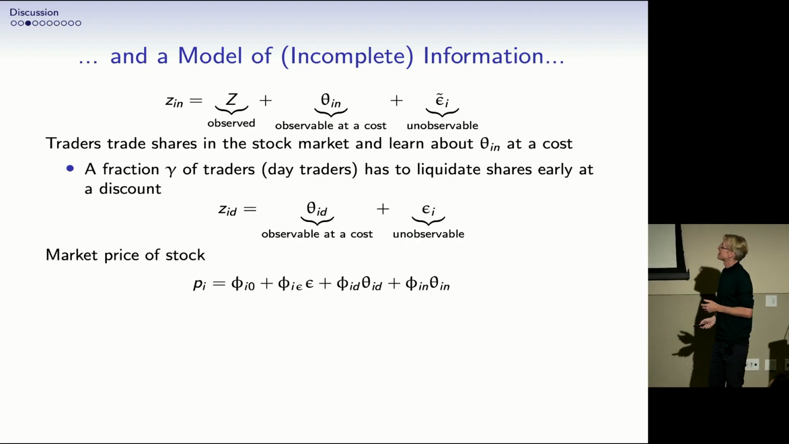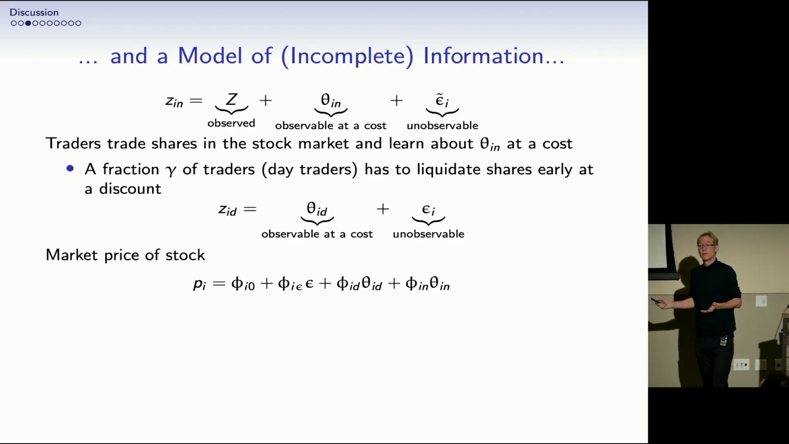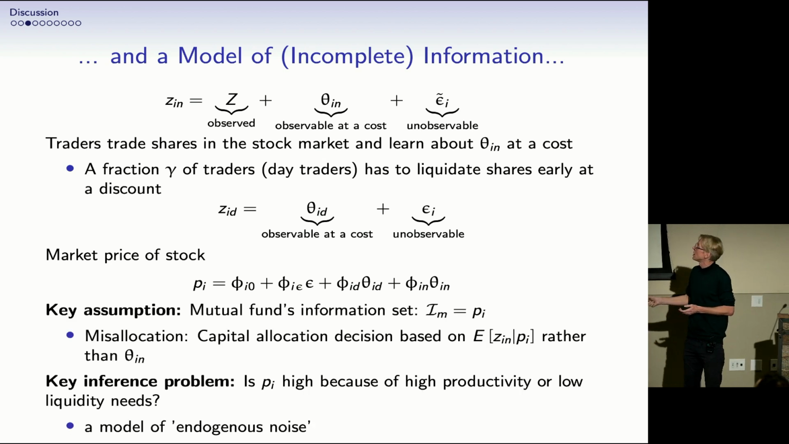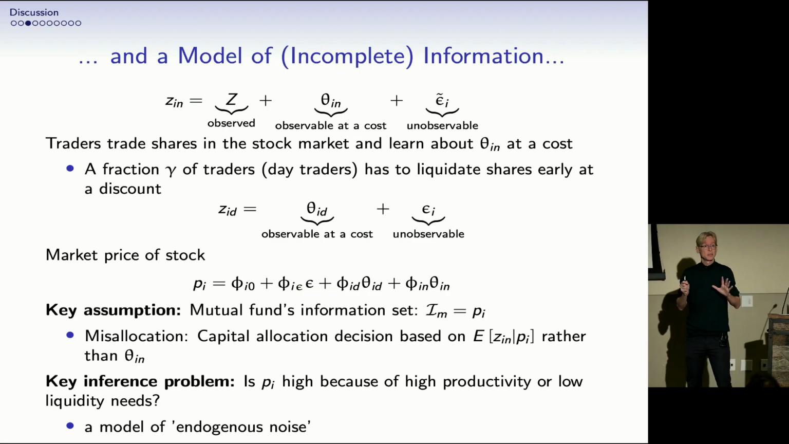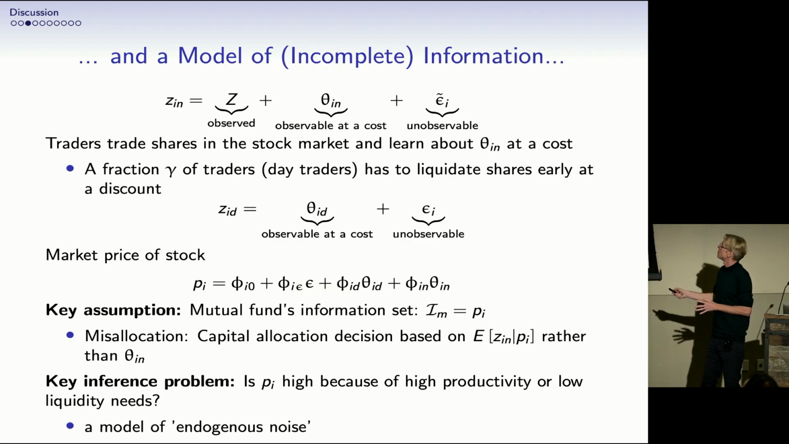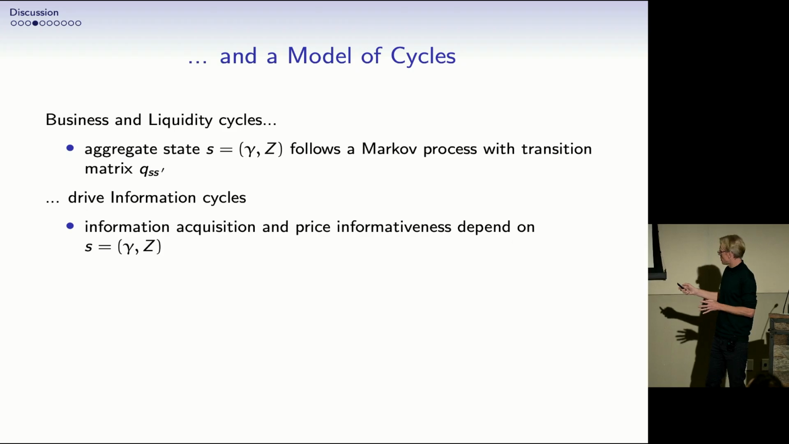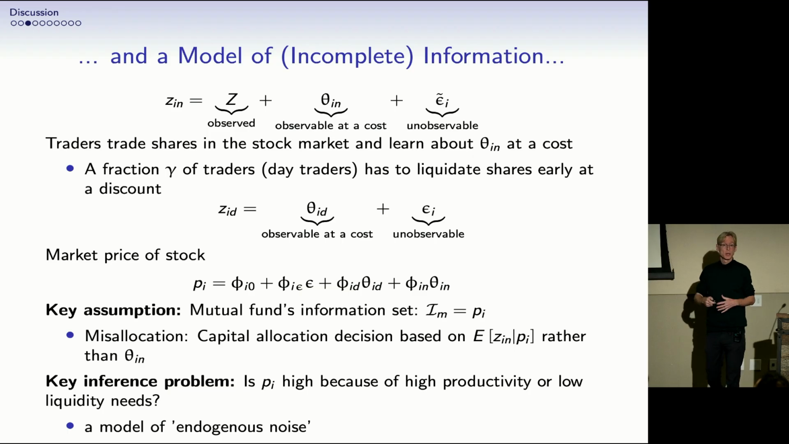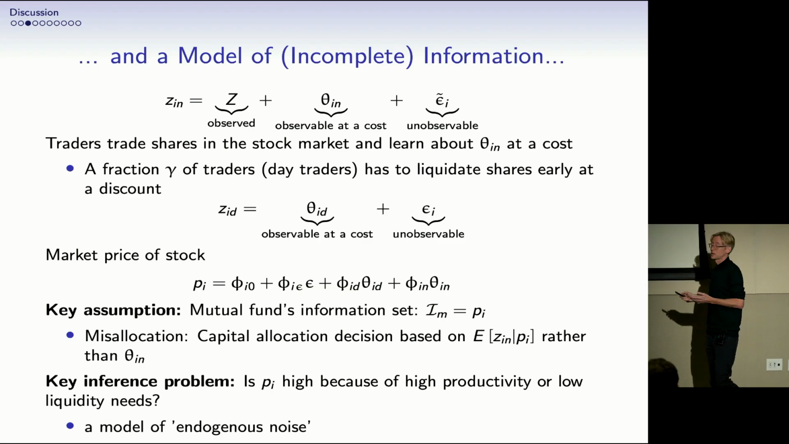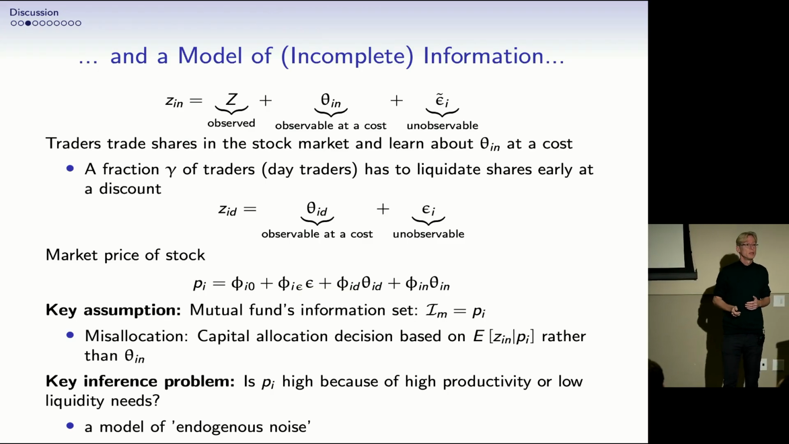So there's a market price of that stock, and that's not fully revealing, and it reflects liquidity discounts and productivity here. Now, what's important in this context is there's one key assumption here, namely that the mutual fund manager who makes the capital allocation decision, the only thing that manager sees is the price here. So there's misallocation because the mutual fund manager is going to make capital decisions based on the forecast, based on the price, rather than on productivity itself.